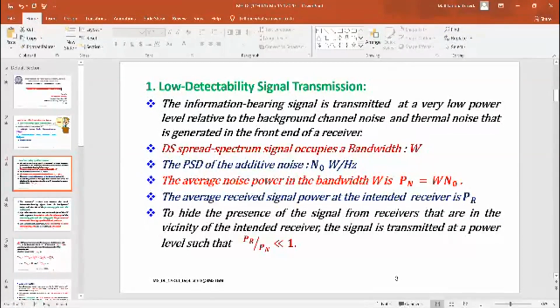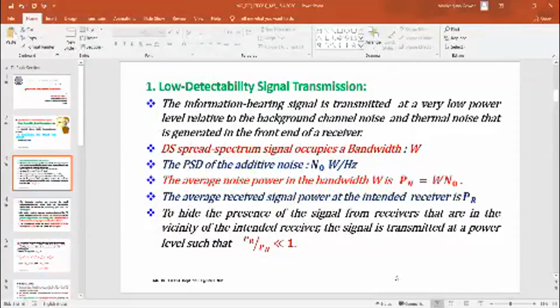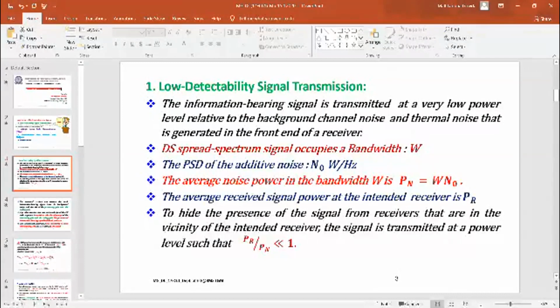Then I said that if we wish to hide the presence of the signal from receivers that are in the vicinity of the intended receiver, then I need to transmit the signal at a power level such that PR by Pn should be much less than 1. As I said, PR is the average received signal power at the intended receiver, and Pn is the average noise power in the bandwidth of the spectrum signal.